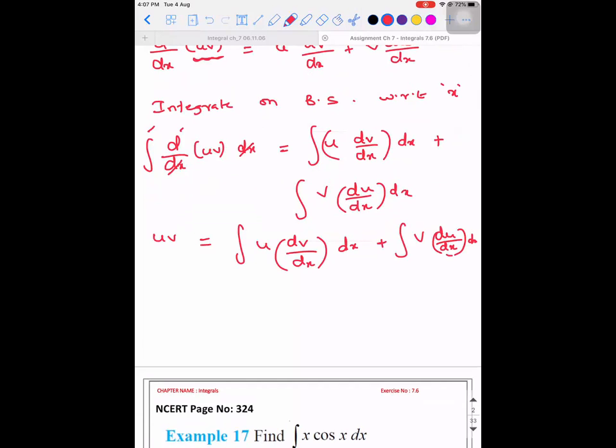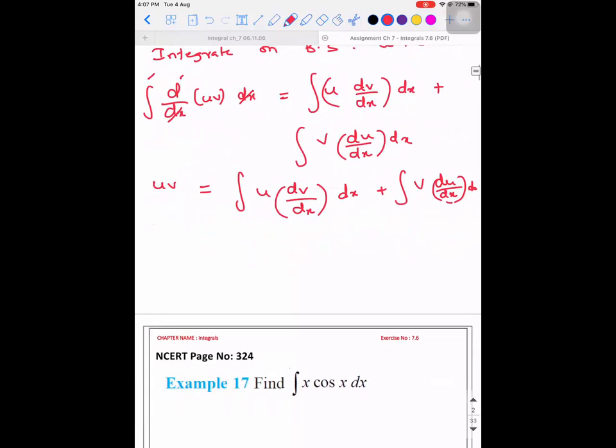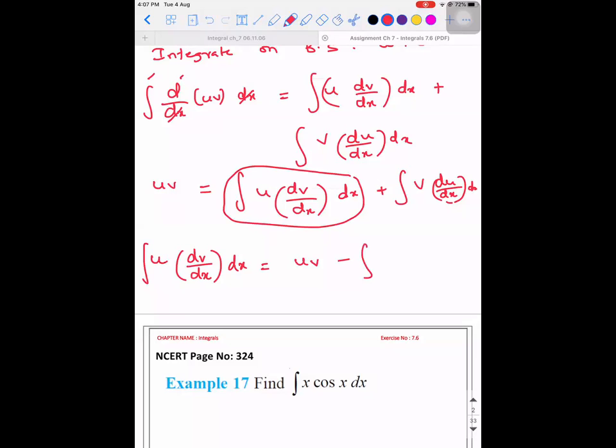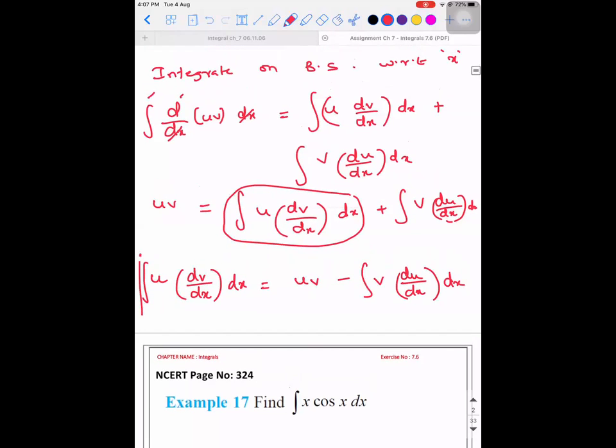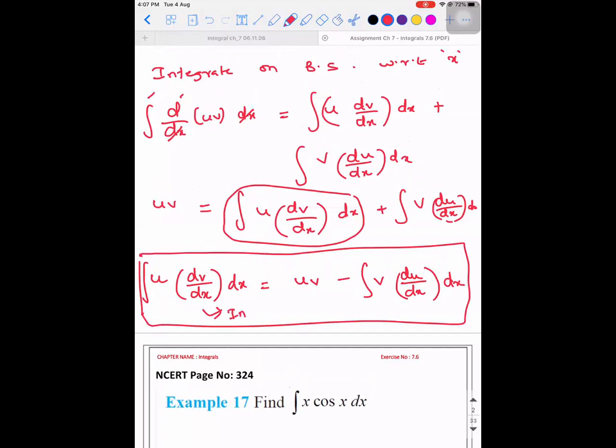Yes, sir. Okay. Now observe a small rearrangement. I'm going to have this on the left hand side. Integral of u into dv by dx with respect to x will be equal to u into v minus integral of v into du by dx with respect to x. Did you guys understand? I just did a small rearrangement, nothing else. Is it clear till this step? Yes, sir. Okay. So this particular step is the formula for integration by parts.